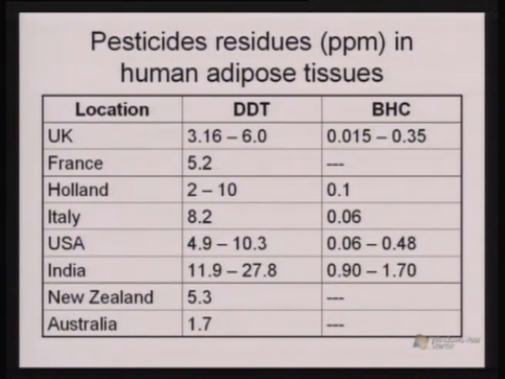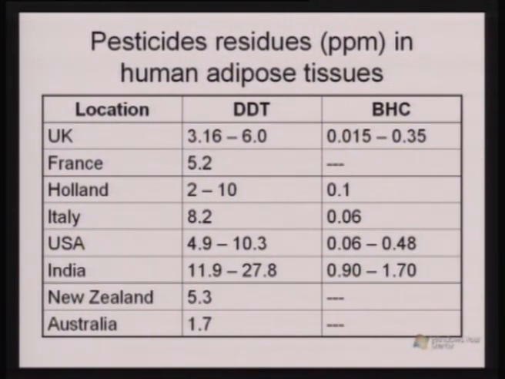In the case of the USA, the DDT contamination level of human adipose tissue is 4.9 to 10.3 milligram per kg, and in the case of BHC it is 0.06 to 0.48 milligram per kg. In India, we are also not far behind these countries. In our case also, the DDT contamination level ranges from 11.9 to 27.8 milligram per kg of adipose tissue, and BHC is 0.9 to 1.7 milligram per kg of human adipose tissue.